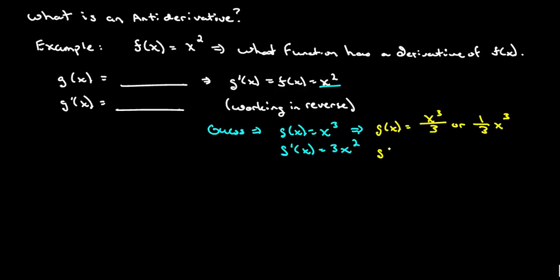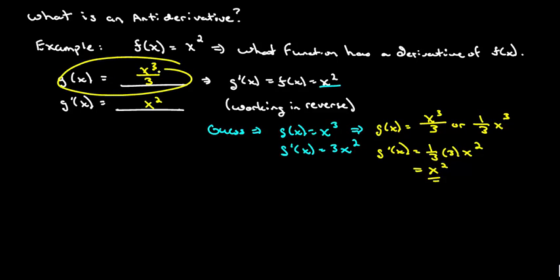Now when we differentiate, we get 1/3 times 3 times x squared, right? Drop the 3 down, subtract 1 off of it. 3 times a third is 1. And there it is. We get just x squared. So if g of x is equal to x to the third over 3, then g prime is equal to x squared. So what we found, this g of x, is an antiderivative of this function.